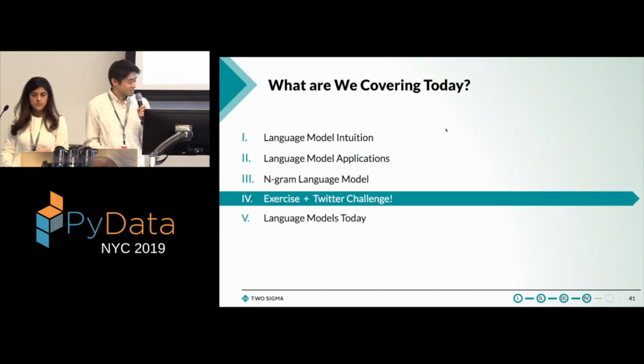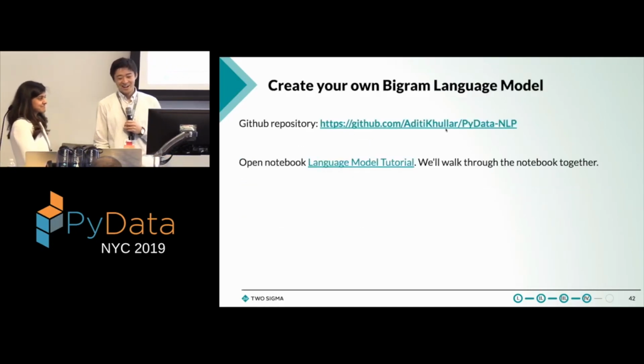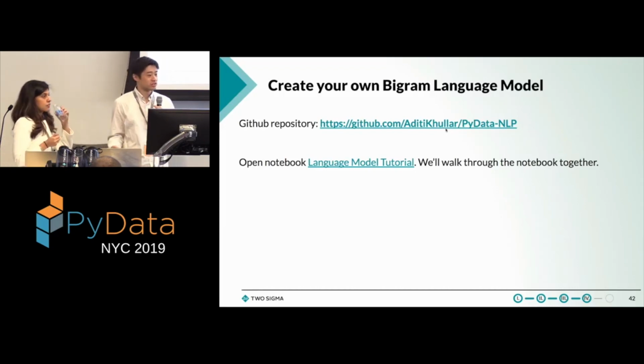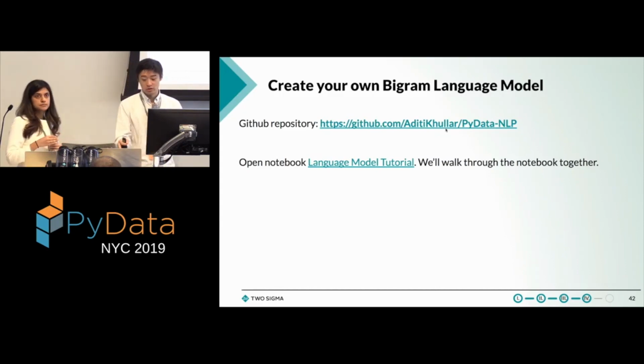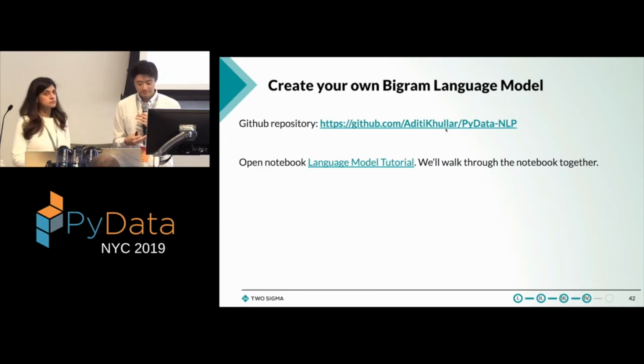All right, so now is everyone's favorite part, the exercise and the Twitter challenge. For this exercise, we're going to be creating our own bigram language model, and then using it to generate some text of our own. If you haven't already, please clone or pull this GitHub repository, and then we'll want to start off with the notebook titled Language Model Tutorial.